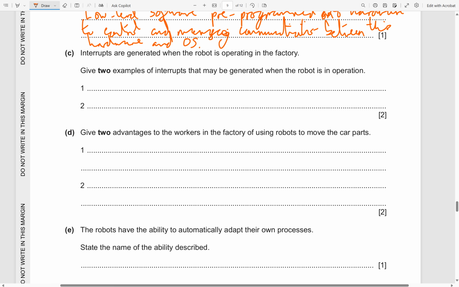Right then, C, so interrupts are generated when the robot's operating in the factory. Give two examples of interrupts that may be generated when the robot is in operation. Okay, we could say hardware damage, e.g. some sensor is broken.